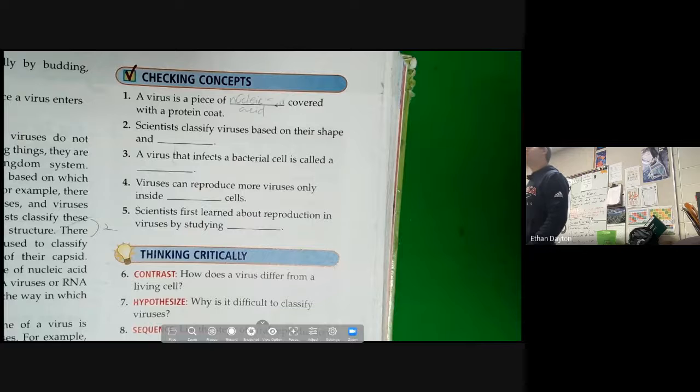Jacob? A virus that infects a bacteria cell is called a bacteriophage. Bingo. All right, I thought you were going to go with bacteriography. So did I. Bacteriophage, that one seems to be the easiest to remember. It affects bacteria. It's a bacteriophage. Number 4.